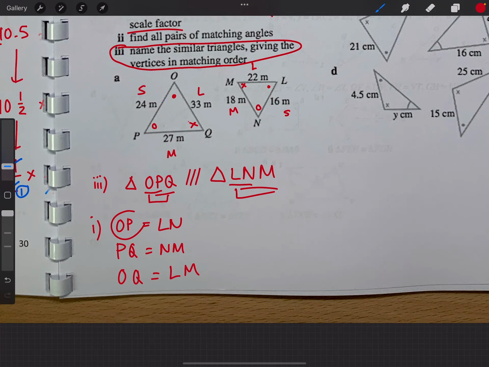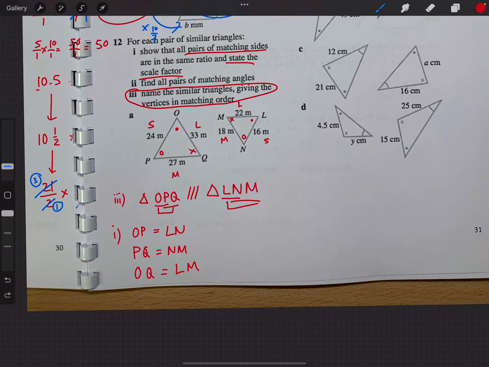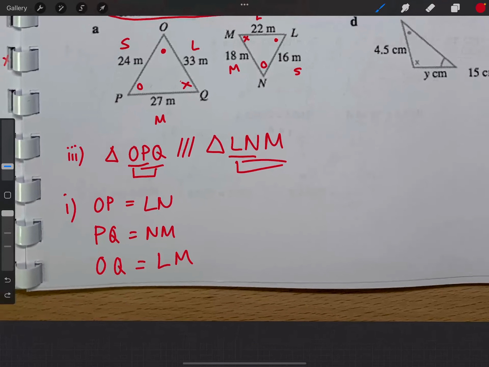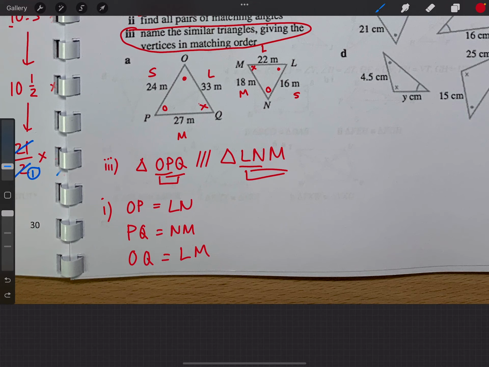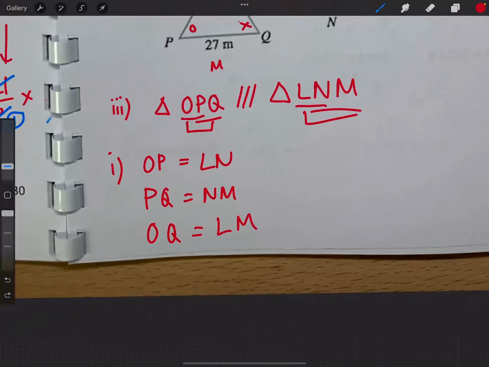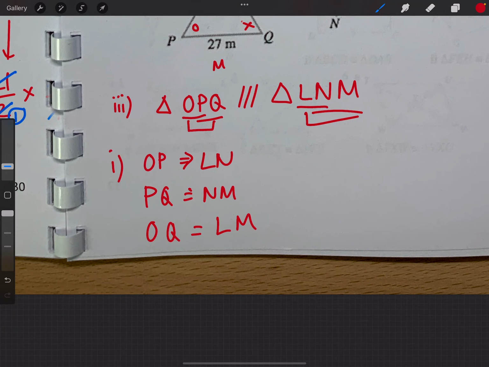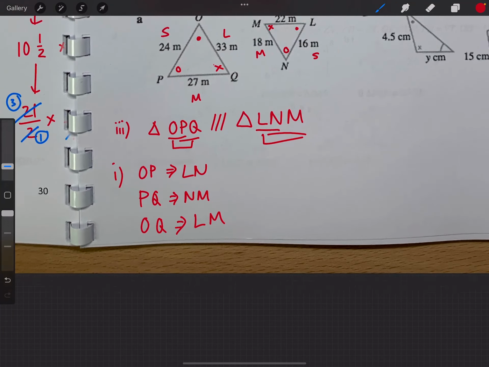And you can test it out. You can see, look, OP is this one here, matching LN. LN is this one here, and you can see they're both the smallest length. See, so it's all good. It's all matching now. Now let's find out the scale factor. Oh, by the way, these are not equal. This just means it's matching. So I should put the similar triangle symbol. They're not equal to each other.